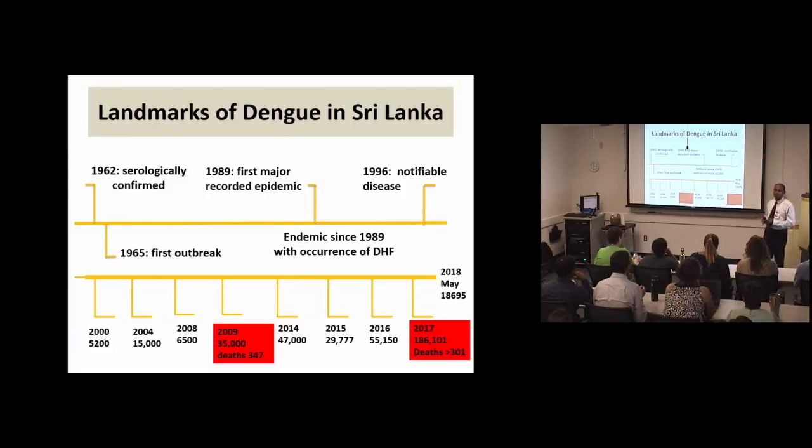So with that, I move on to the Sri Lankan situation. These are the landmarks of dengue in Sri Lanka. The first serologically confirmed dengue was found in 1962. 3 years after, in 1965, we had the first outbreak. And 1989 is a very important milestone. We had the first ever major outbreak, and this time we had more cases of dengue hemorrhagic fever, more severe cases. After that, in 1996, we included dengue in our list of notifiable diseases. After that, you can see gradually, year by year, the number of cases going up.